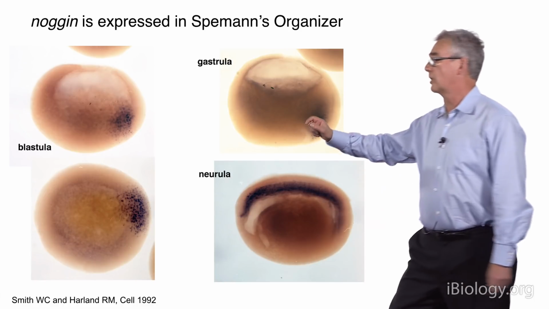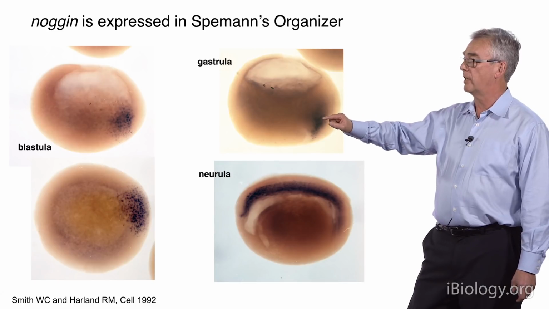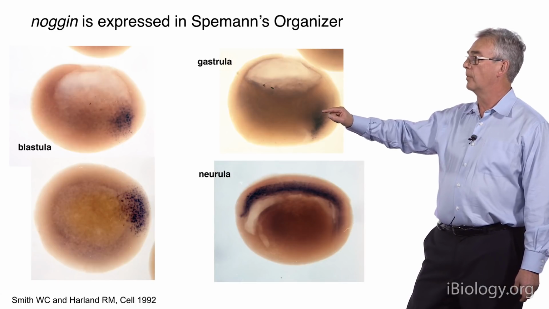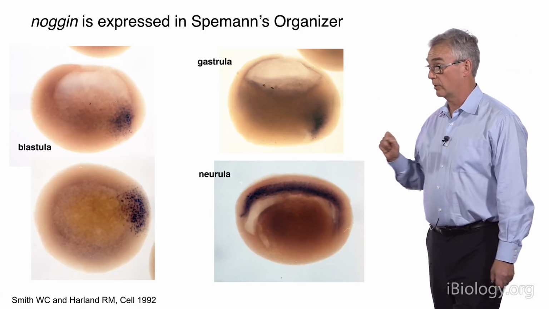And then in the gastrula stage, it continues to be expressed in the dorsal marginal zone, in this involuting dorsal mesoderm that is lying just underneath the neural plate and in the right place to induce neural plate.